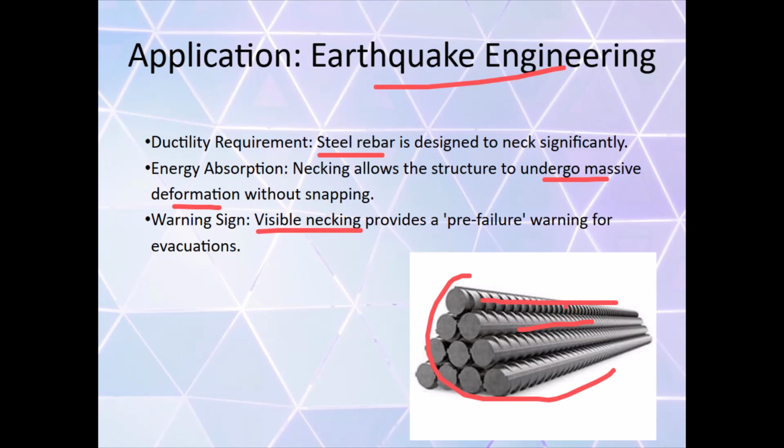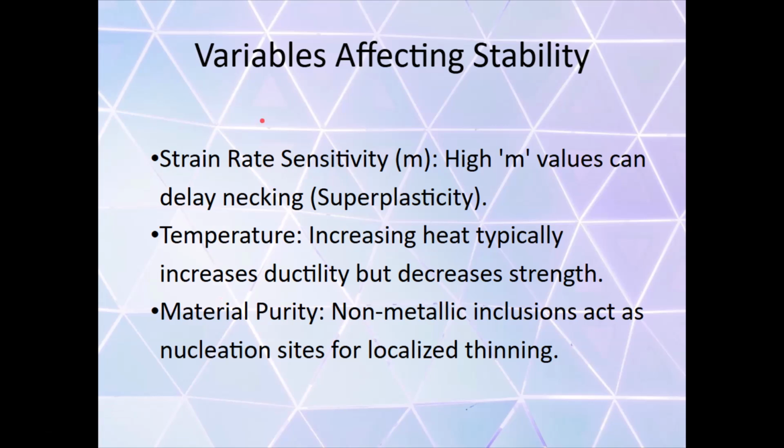This is because visible necking can be produced in this steel before it goes into failure. While necking happens, there will be visible signs in the buildings, and that will be a warning to evacuate. This is the reason why we use this type of steel rebar in buildings.